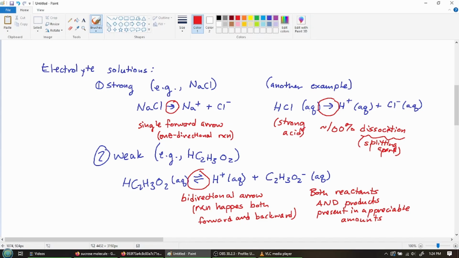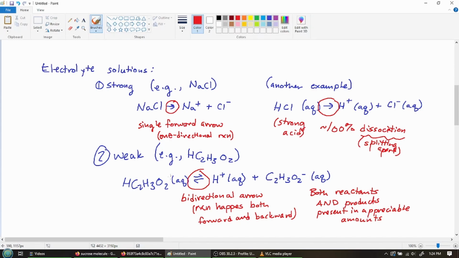We said before that this is essentially a one-way reaction. Every time a hydrochloric acid is present in water, it's basically just going to split apart into H plus and Cl minus. Okay? What that means is that the HCl here as a unit doesn't really exist in large quantities in water. It's just going to split apart. So we're going to have the products present in very large amount with the case of hydrochloric acid, but we're not going to have much of the reactant. So that's what we mean down here when we say that both reactants and products are present in appreciable amounts.